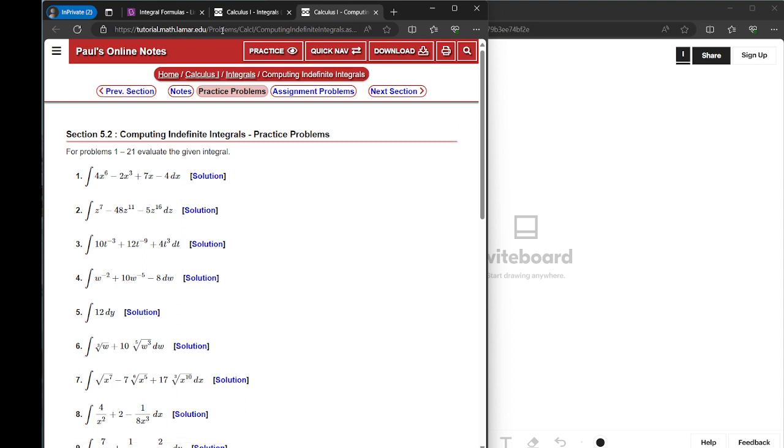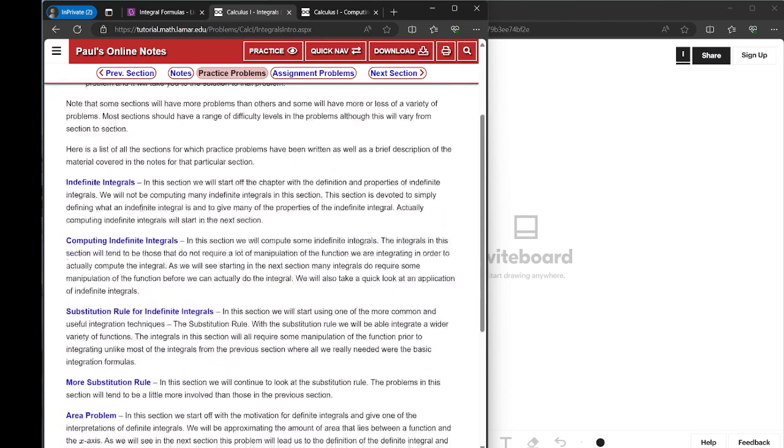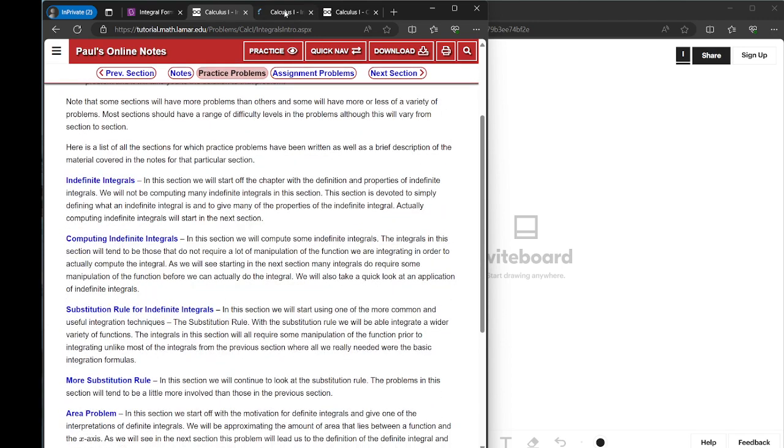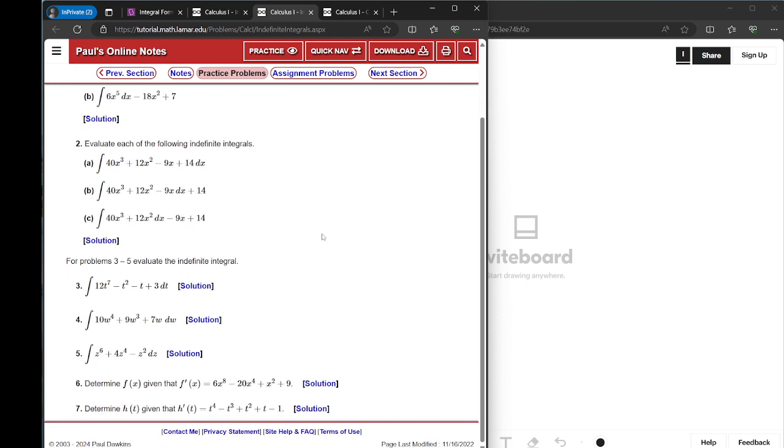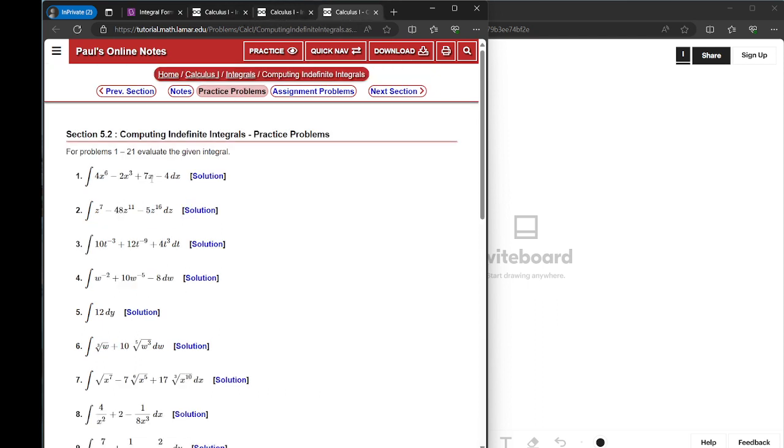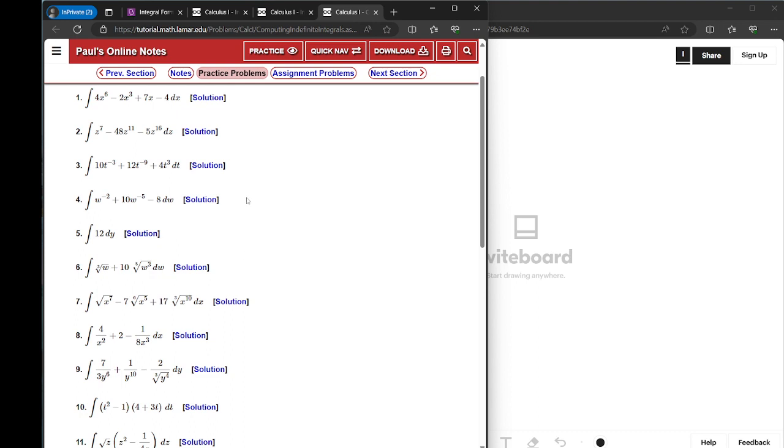Yesterday, we solved the previous section, which is indefinite integrals. We have solved, I think, 5 or 6 problems here. So today, we'll solve the next section, which is computing indefinite integrals 5.2. We'll start with number 4. I believe we have solved this one yesterday. Yes, and we'll start today with number 4.